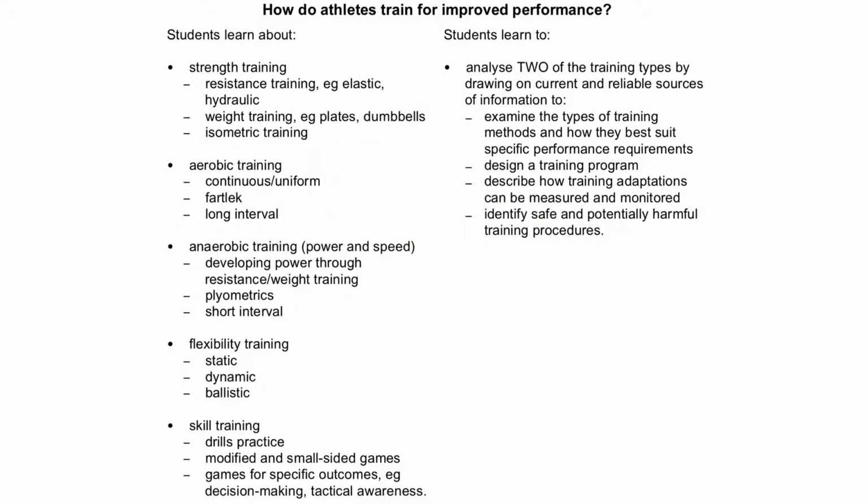So having a look at the Improving Performance syllabus, we look at this focus question: how do athletes train for improved performance? And today in the video, we're going to have a look at this concept of strength training. So you should already know about strength training and resistance training using elastic and hydraulic weights, and also having a look at free weight training. This video, we're going to have a look at isometric training as well.